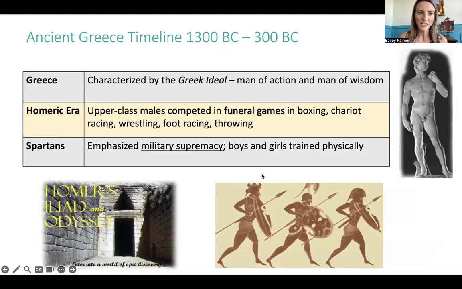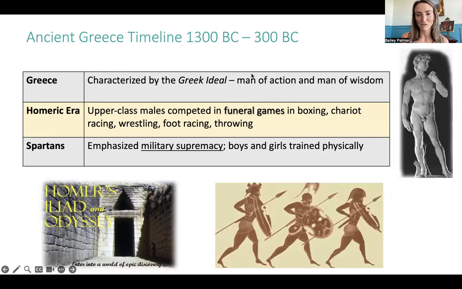Next, we'll spend some time looking at ancient Greece. Ancient Greece, we know, is characterized by something called the Greek ideal, which I'll talk about on the next slide. And then we have the Homeric era, which is denoted with the funeral games, which are very similar to the ancient Olympic games: boxing, chariot racing, wrestling, throwing, etc. And then we'll get into the Spartans.